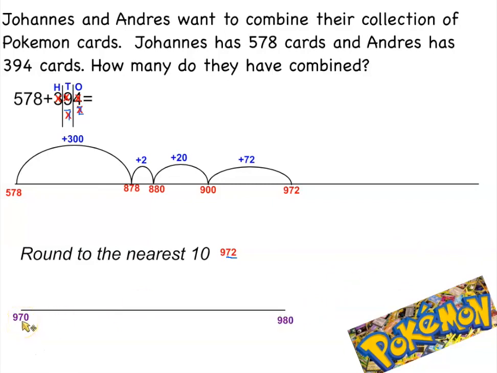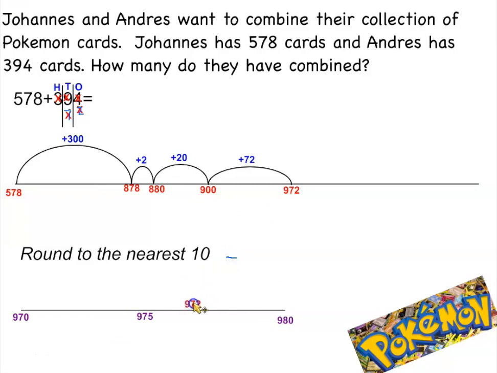Well, when I round, I have to think about the halfway mark. Remember, I'm just looking at the 10s, so 7 10s is 70 and 8 10s is 80. So halfway in between would be 75, 975. So now I've got some thinking to do on my number line. If I were to take 972, where would that fit on my number line?